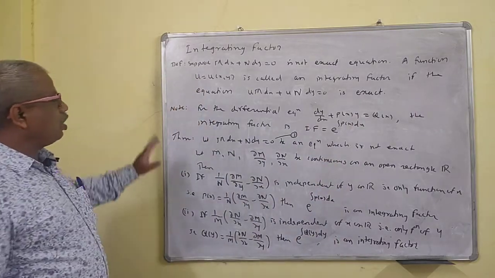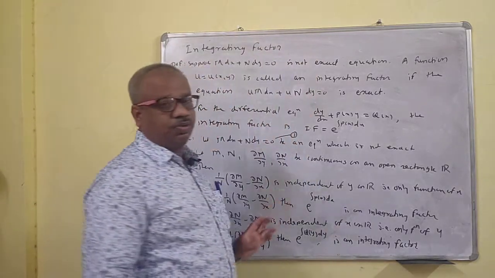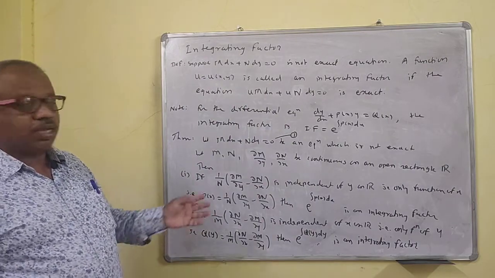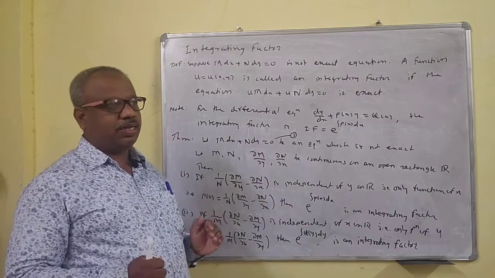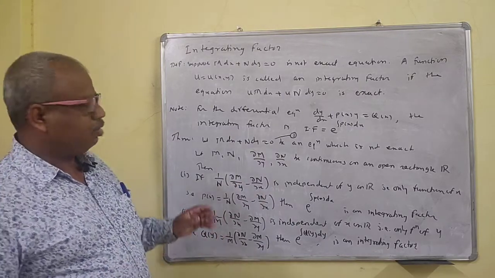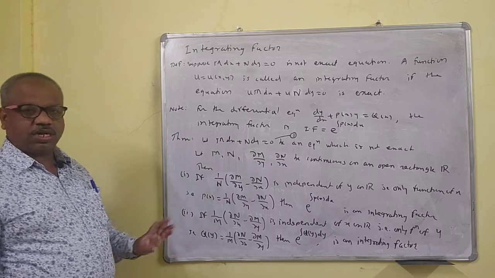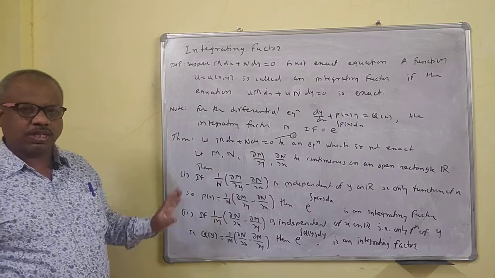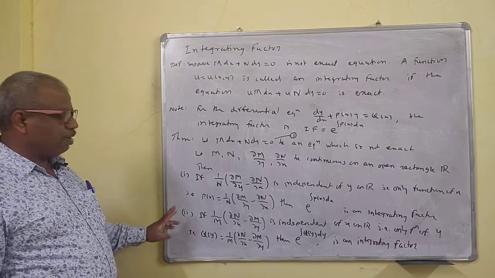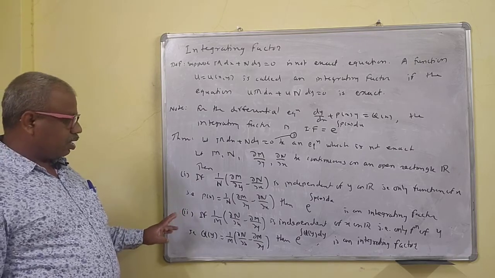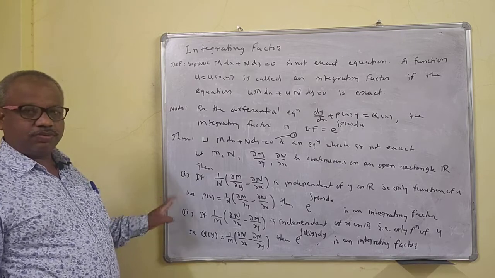Now our aim is to find an integrating factor, a function u. The equation is not exact, so we have to make it exact by multiplying by the integrating factor. This is the crucial part. We have only two methods for finding the integrating factor. If these methods are not applicable, then just leave the problem and go to the next problem.